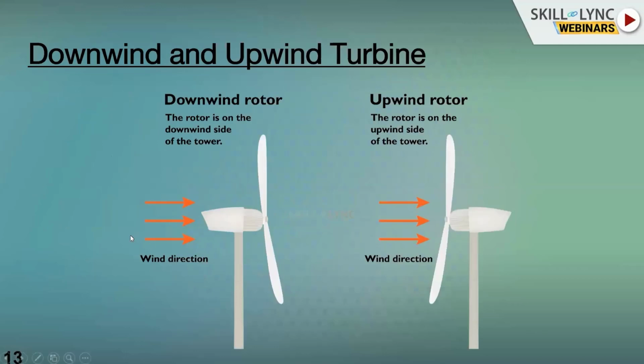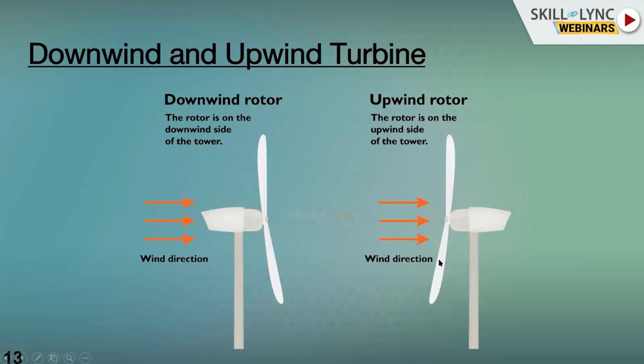This is the difference between the downwind turbine and upwind turbine. Downwind turbines face the same direction as the wind. This is an older technology. It is not possible to handle various wind directions. It will be in the same direction only. There is no bearing below the nacelle, so it will stand in the same direction only.